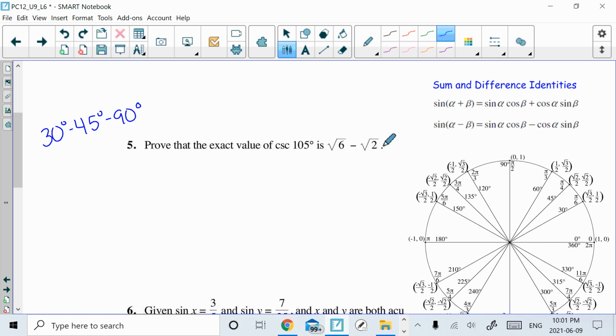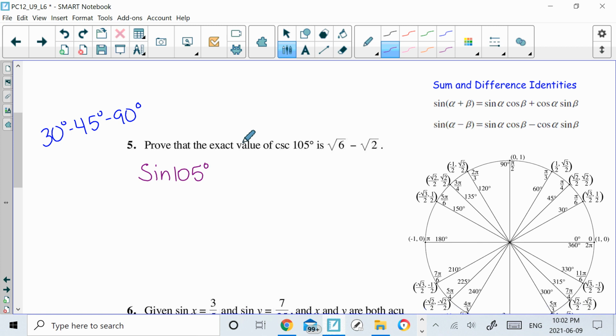First of all, for sum and difference identities, we never talked about any reciprocal identities, and I don't want to deal with any reciprocal identities. So instead of evaluating the cosecant of 105 degrees, I'm going to evaluate the exact value of the sine of 105 degrees. Once I get that answer, in order to get the cosecant of 105 degrees, I just have to take the reciprocal of whatever the ratio is.